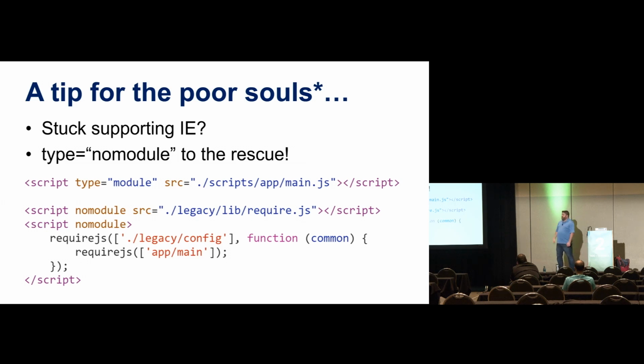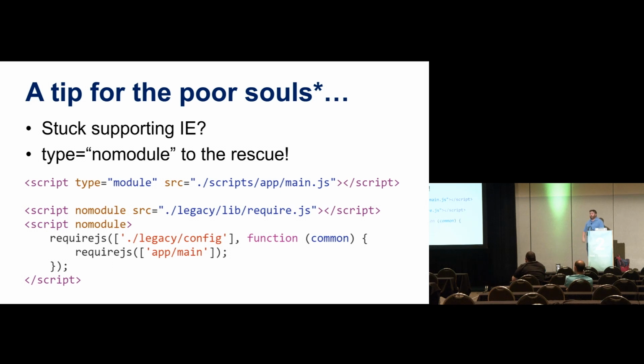This nomodule attribute has been added and allows us to say to browsers that support modules, don't run this. But Internet Explorer has no idea what nomodule means, so it ignores it and it says, script source, I know what that means, I can load that JavaScript. And so here, I'm using native modules if the browser supports it. Otherwise, I'm using require.js and I have a legacy setup.